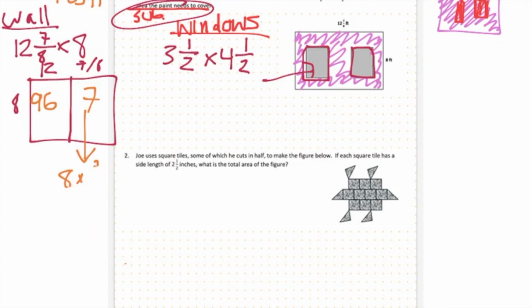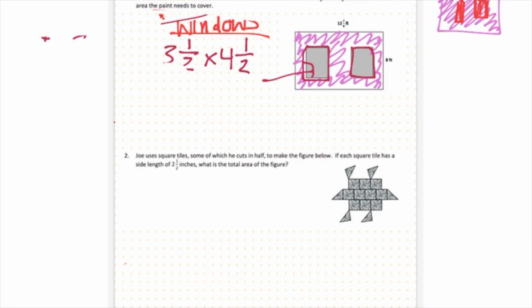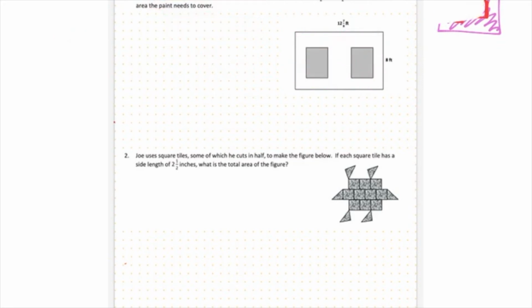All right, you should be sharing your answers and your work with us while we are at office hours. Now we are going to look at number 2. Joe uses square tiles, some of which he cuts in half. Well, let's just think of right there about that part.